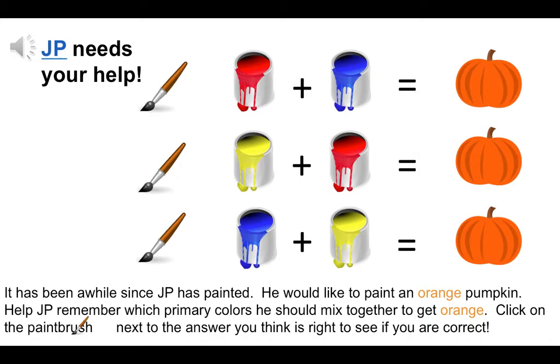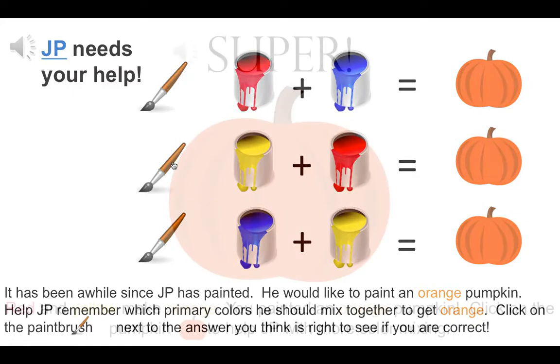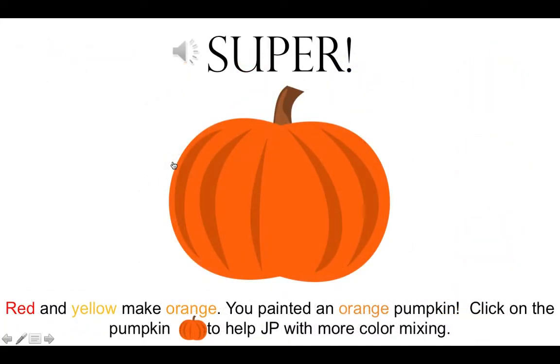Now she's gone through the concept and explained it to them through the story, and now she has an opportunity for students to check their understanding of the concept. And you can see things have shifted a little bit in this book, and that's my version of PowerPoint. But she says that she wants JP to make an orange pumpkin, so students need to decide, based on what they've learned in the book, what color combinations will make an orange pumpkin. So they can click on the paintbrush to see if they're right, and this was right.